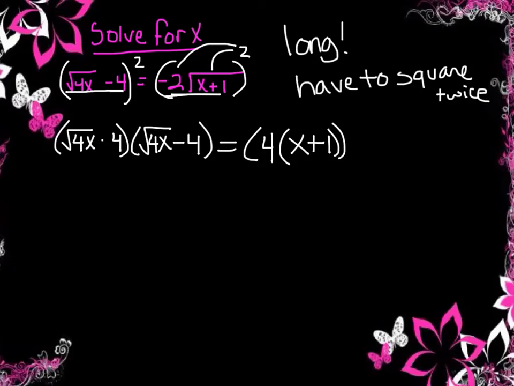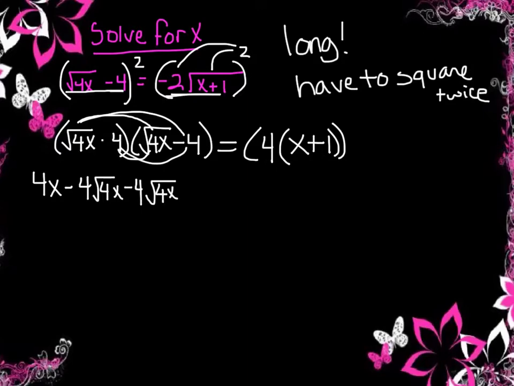So on this side, when we FOIL and we multiply the first two together, we're going to get 4x. Then when you do the outers, you're going to have minus 4 root 4x. And you're going to do the inner two together, you're also going to have minus 4 root 4x. And the outer two, negative 4 times negative 4 is positive 16. And then here, if I distribute my 4, I have 4x plus 4. So now, if I combine like terms, I will only have one square root in the problem.